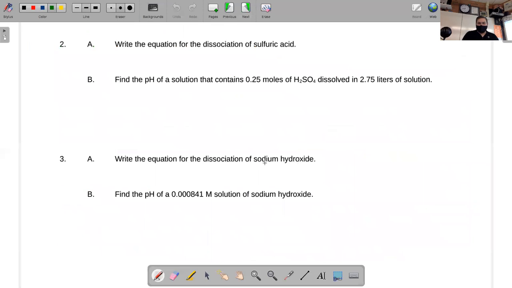The number 3 says write the equation for the dissociation of sodium hydroxide. So you should be able to write the equation for sodium hydroxide. On the periodic table, sodium is a group 1 element with a charge of 1 plus, and hydroxide is on the anion chart and has a charge of 1 minus. So sodium hydroxide is made up of sodium and hydroxide. The dissociation reaction is actually just the reverse of how you'd write the equation. You've got sodium hydroxide dissociates into sodium and hydroxide. Why that's important is in this equation, the ratio is 1 to 1 to 1. There's 1 sodium hydroxide, 1 sodium, 1 hydroxide.